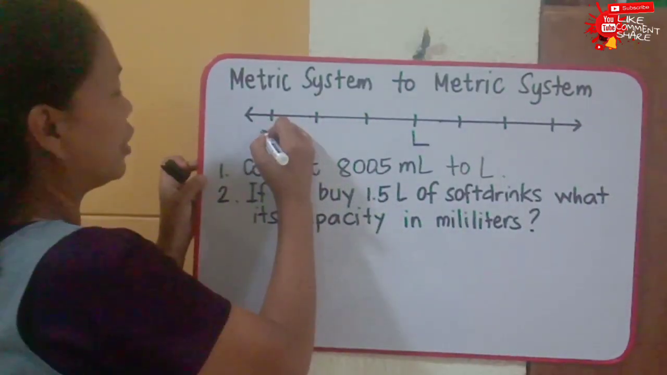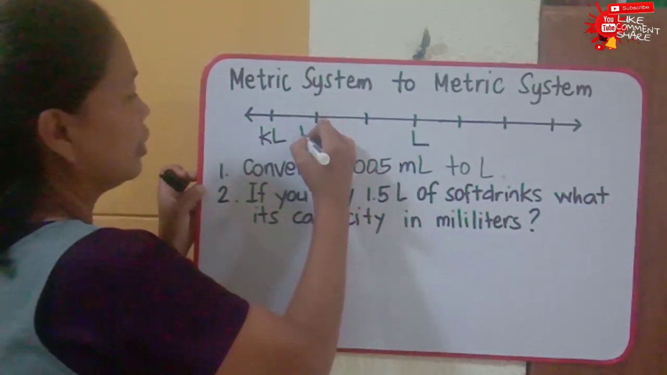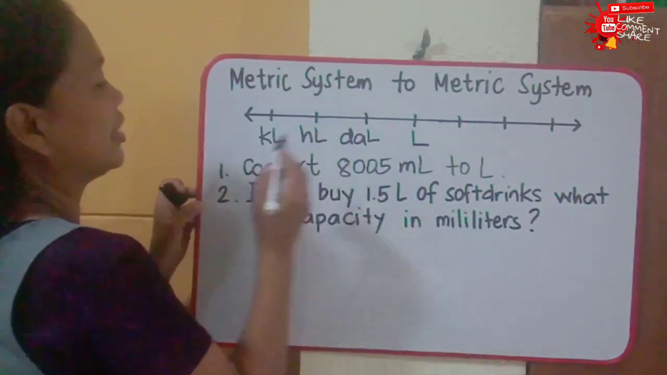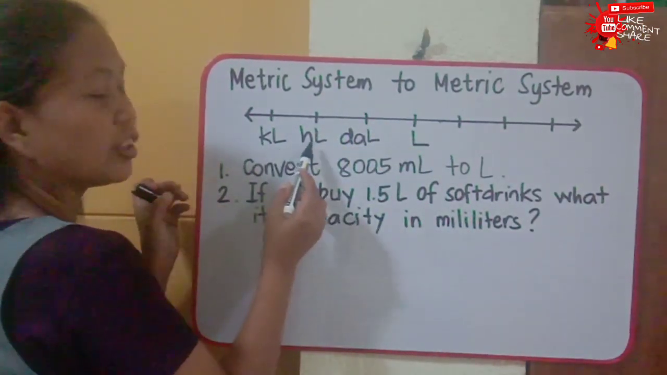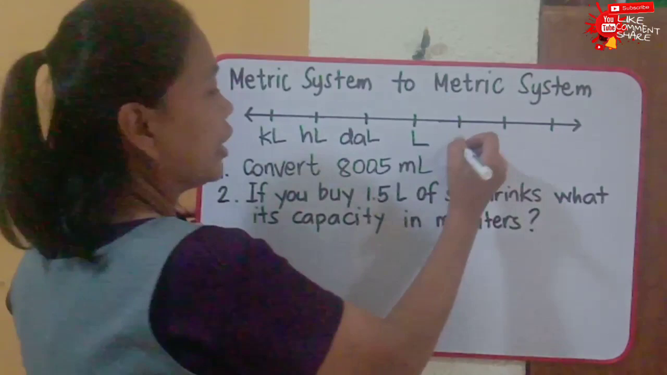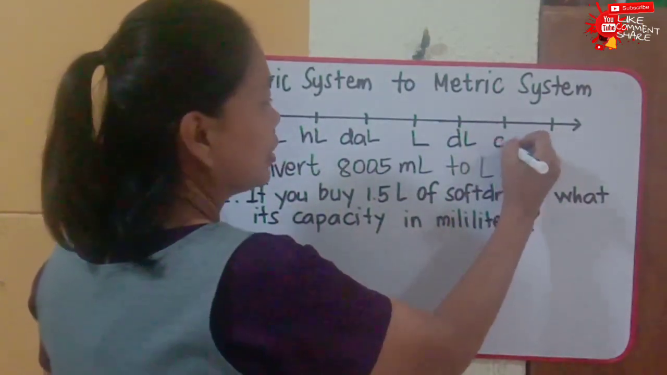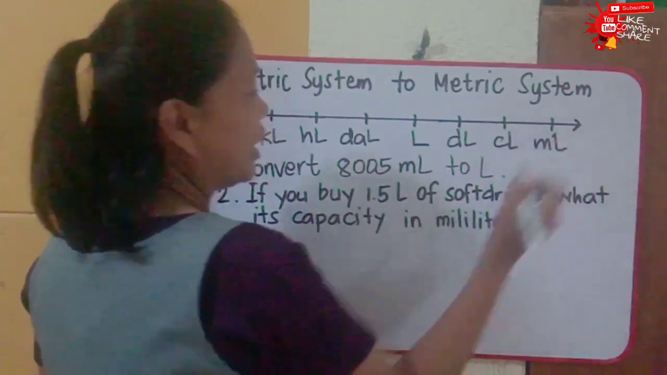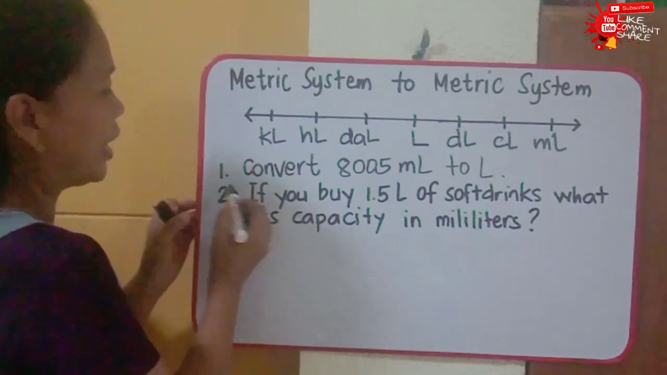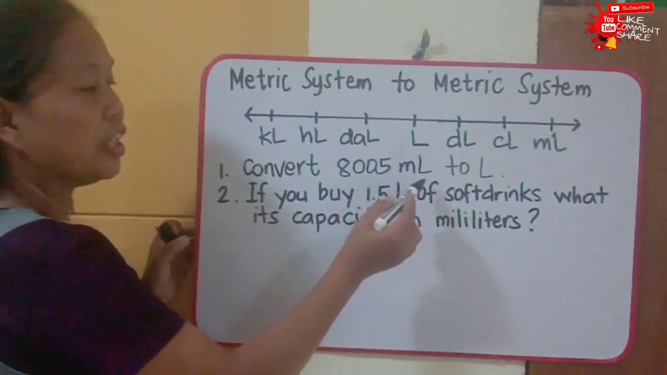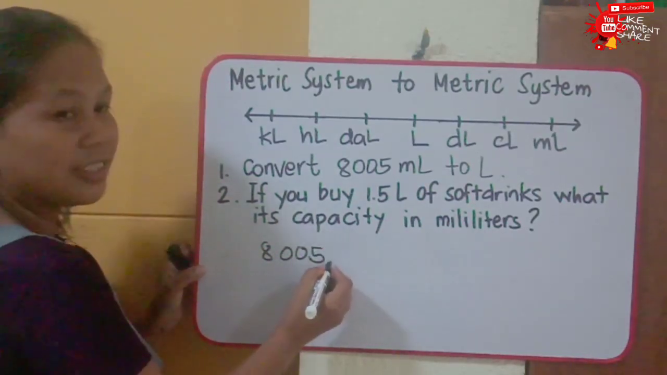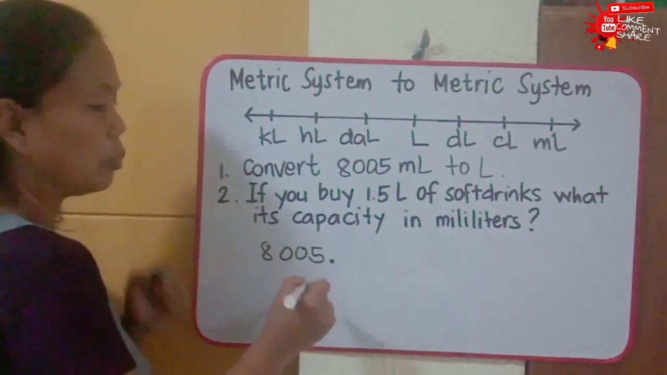So we will have here kiloliter, hectoliter, decaliter. So again, kiloliter, hectoliter, decaliter. Then we have the basic unit, liter. And then we have deciliter, centiliter, and milliliter. So this is another form of metric converter. So this time, if we're going to convert 8,005 milliliter to liter, we have here 8,005. So again, if this is a whole number, the location of the decimal point will be here.